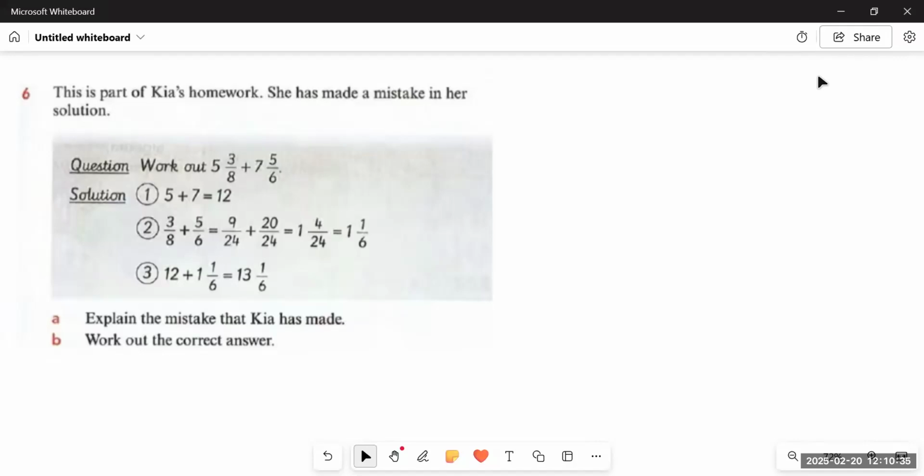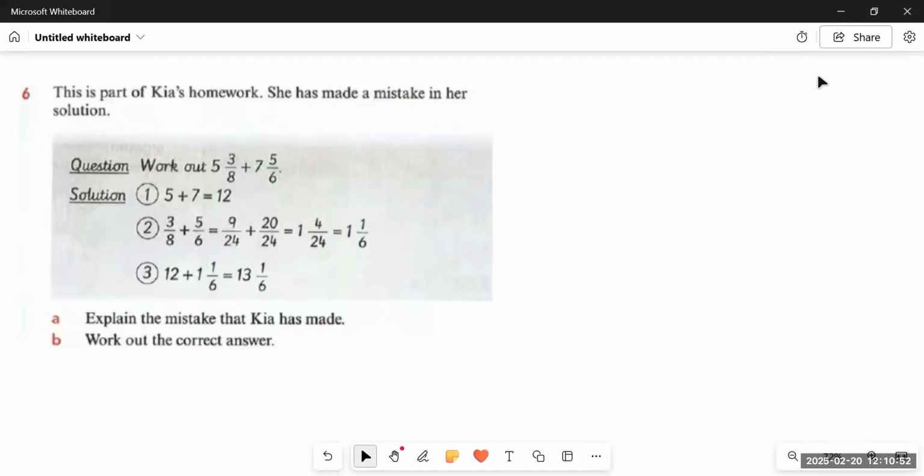In the next question, it says, this is part of Kia's homework. She has made a mistake in her solution. Okay, let's see. When they give us these types of questions, students, we have to use the first method, the method that is given in the book. So let us learn that method as well.